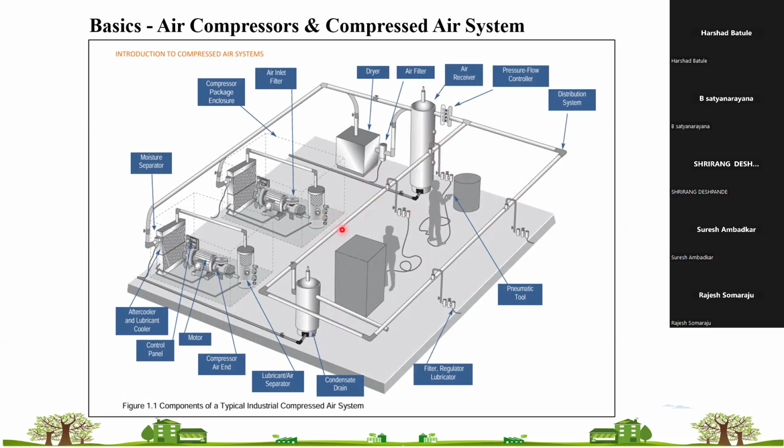So the pressure drop is there. But if you are using a ring main, this point will have the same pressure. So this kind of circuit can be used for efficient operation of a compressed air network.